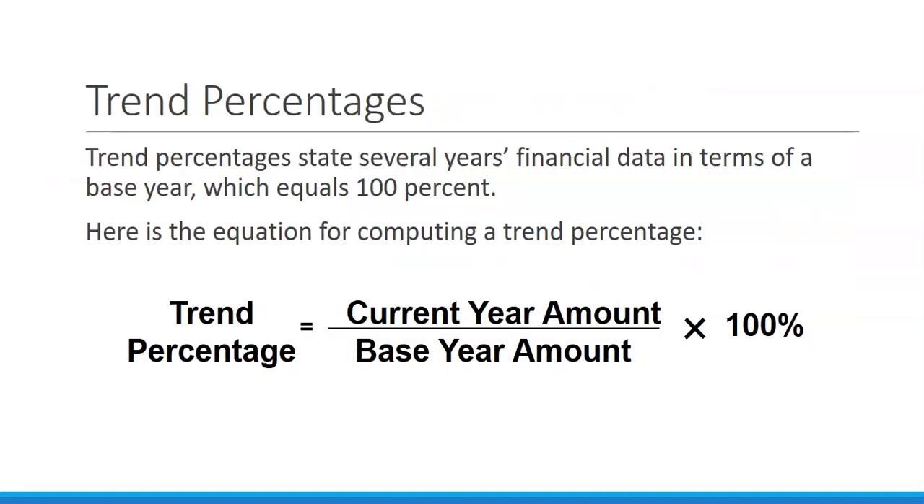We also look at trend percentages in horizontal analysis. So the trend percentage is the current year amount divided by the base year amount times 100%. This is where we set everything as a percentage of a base year, usually whatever the oldest year is of the information that we're looking at. So if we're looking at financial statement analysis from 2005 to 2020 for an organization, 2005 would be our base year.